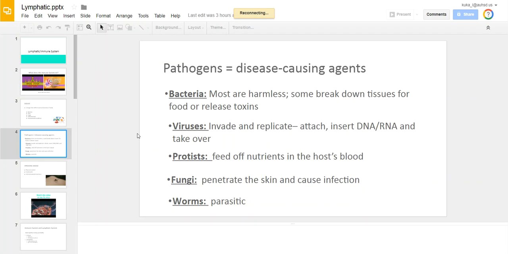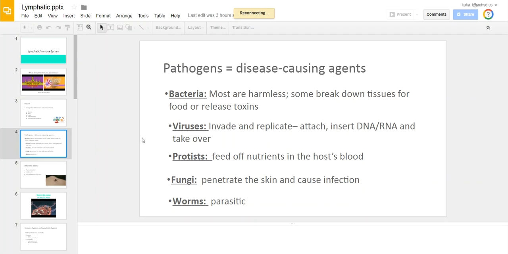Fungus. Many of you are familiar with funguses. They penetrate the skin and cause infection. So ringworm would probably be the most common fungus that we know of. It's not actually a worm. It is a fungus. Yeast infections, thrush infections. So those are all different types of fungal infections. If you want to go see some fun stuff, take a little break, go Google fungal infections and look at those images.